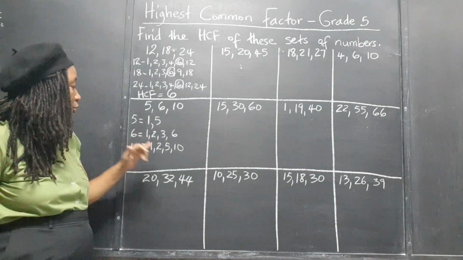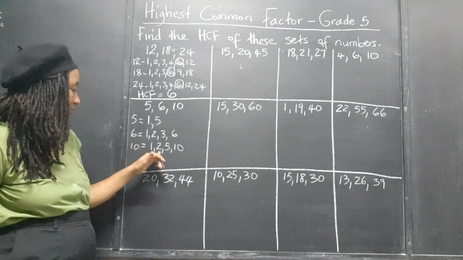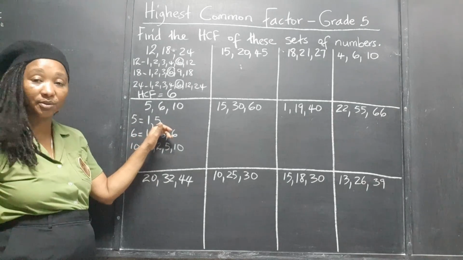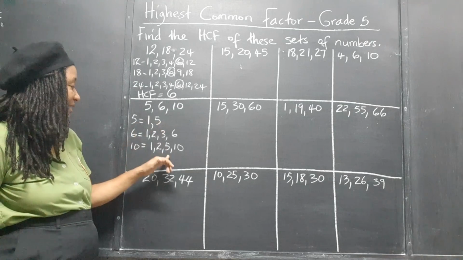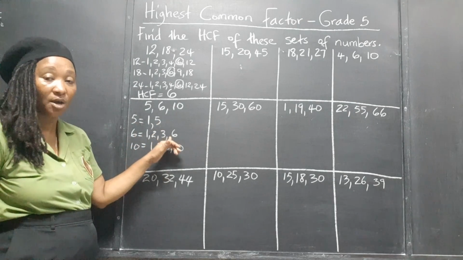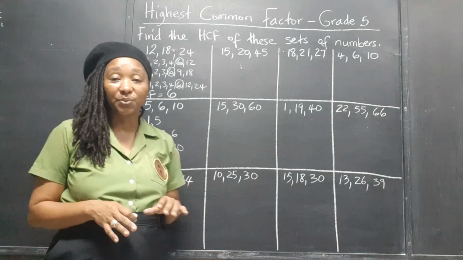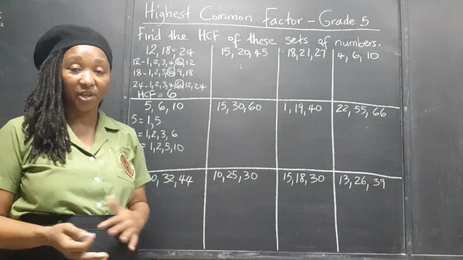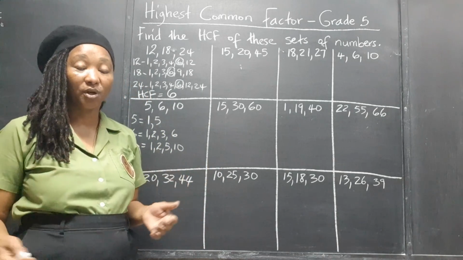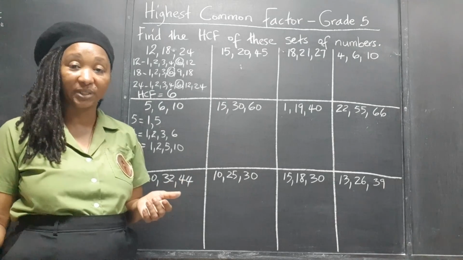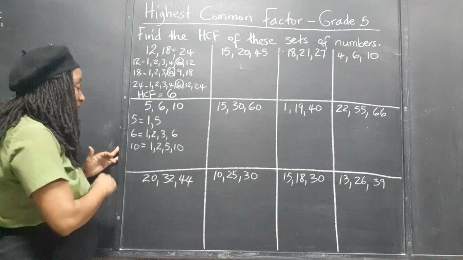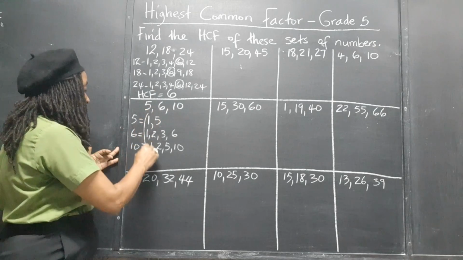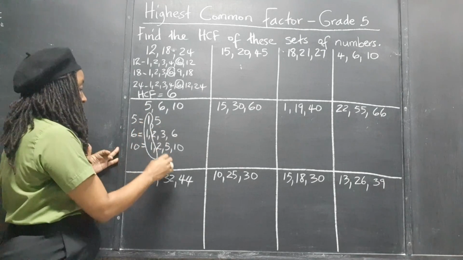Well, 2 is common to 6 and 10, but it's not common to 5. 5 is common to 5 and 10, but it's not common to 6. The number that we choose must be common to all of the numbers given. Whether it's 2 numbers given, 3 numbers, or 4 numbers, it must be common to all of them. So actually, the highest common factor is the 1.